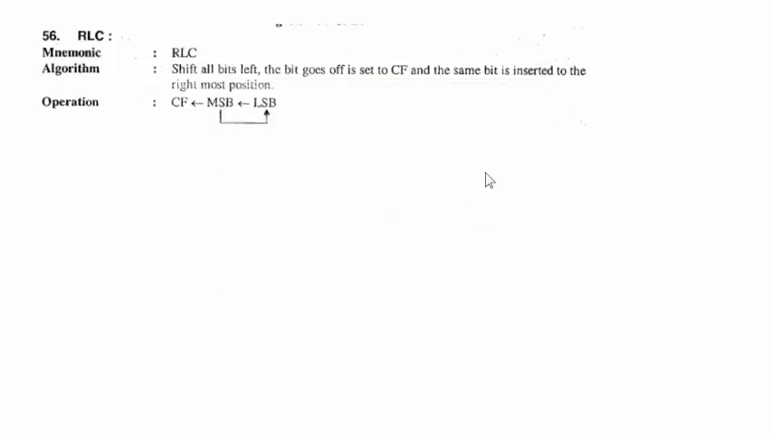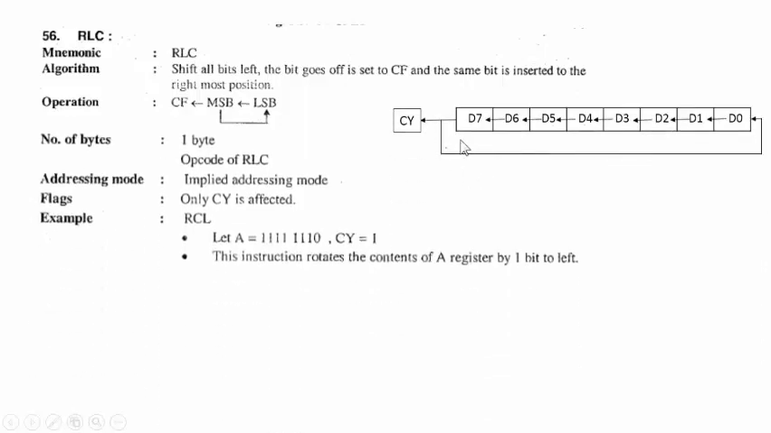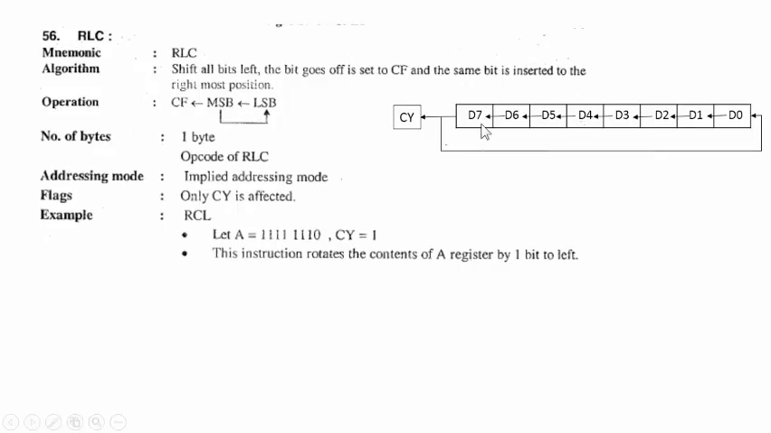Next logical operation, that is shifting operation or rotate operation. So the first instruction is RLC, rotate left with carry. So the algorithm is, this instruction shifts all bits to left. The bit that goes off is set to the carry flag bit, and the same bit is inserted at the rightmost position.